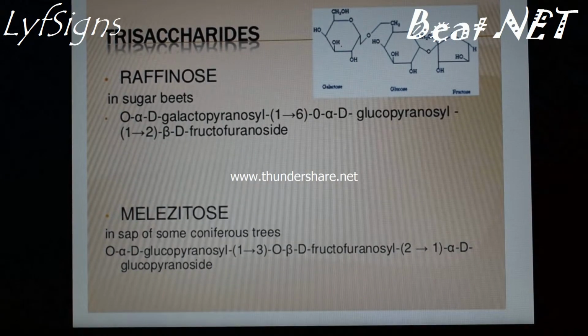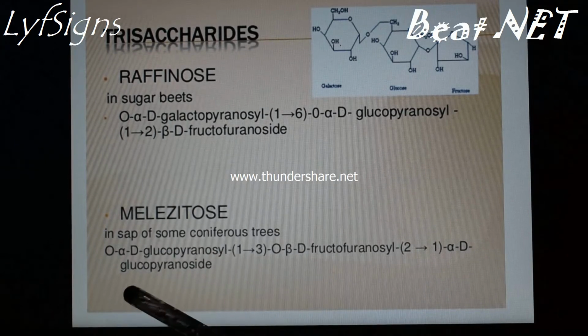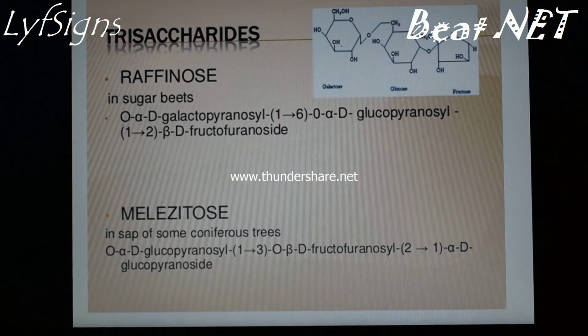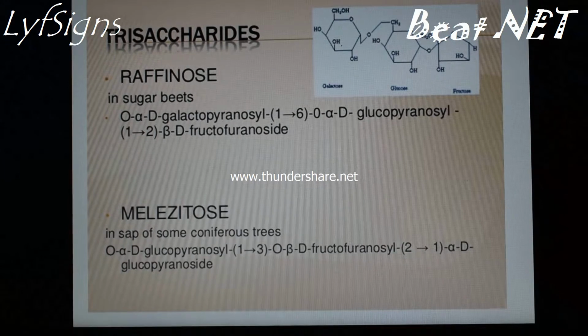Then in melezitose it is glucose, fructose and glucose. The three units are united by first carbon to third carbon, and here second carbon to first carbon.